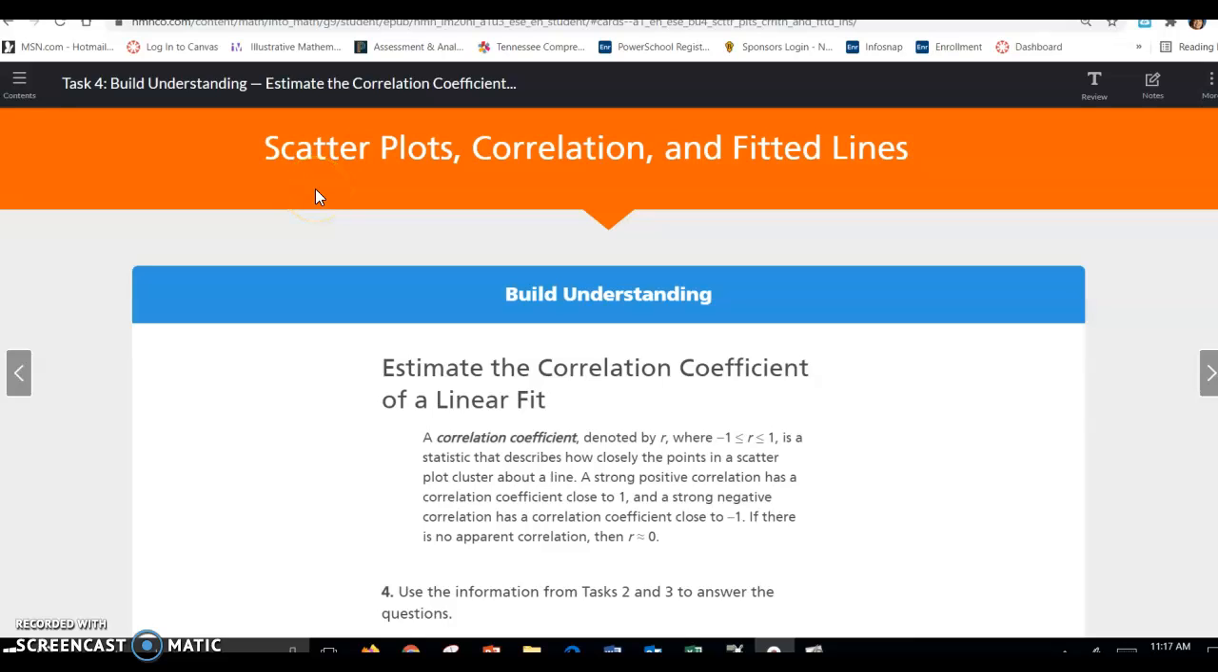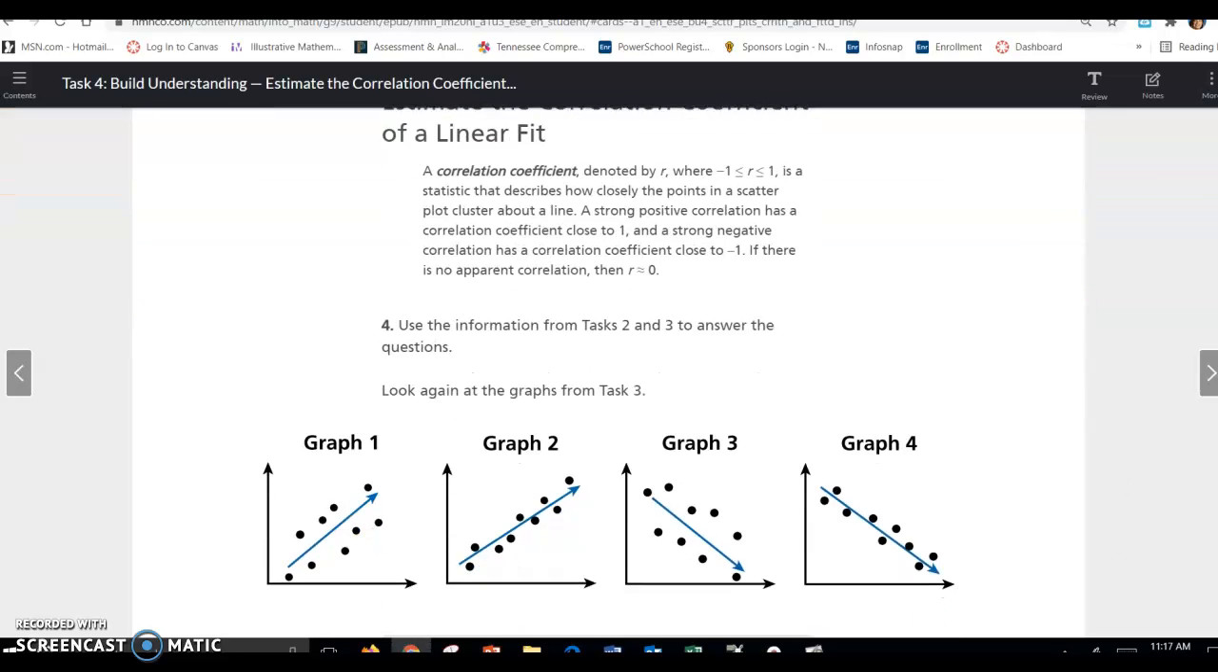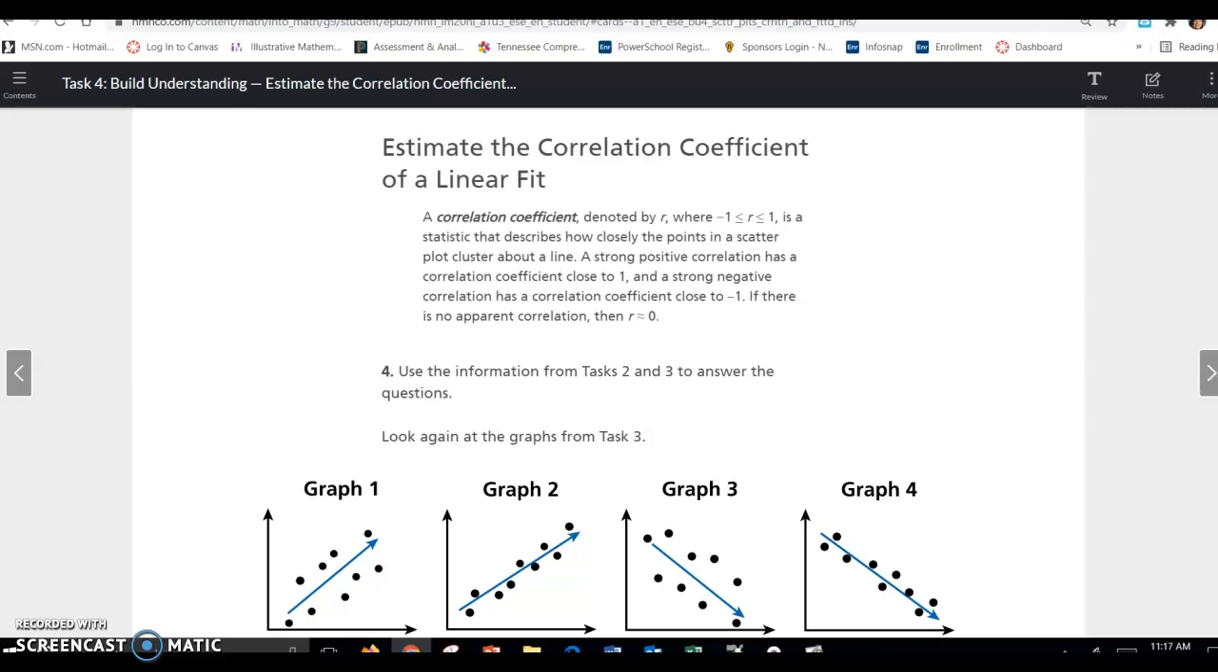All right, we're going to continue in lesson 6.1. We're talking about scatter plots, correlation, and fitted lines. It says estimate the correlation coefficient of a linear fit. Remember, a linear equation is an equation of a line, okay? So we're looking at a correlation coefficient denoted by R. And when you look in your calculator, you're going to see R. And anytime we're talking about correlation coefficient in your assignments, it will be denoted by R as well.